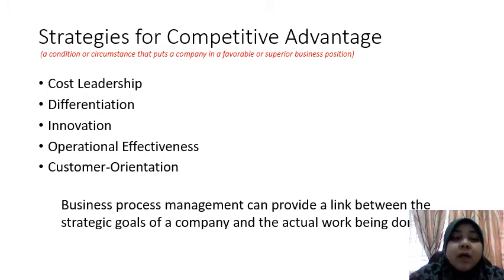Alright. The first element is cost leadership strategies, differentiation strategies, innovation strategies, operational effectiveness strategies, and customer orientation strategies. So the business process management, BPM, can provide a link between the strategies, goals of a company and the actual work being done. So BPM dilihat sebagai satu a good link between strategic goal dengan apa yang kita akan operatekan, apa yang akan kita laksanakan. Dia mesti ada good link, right?